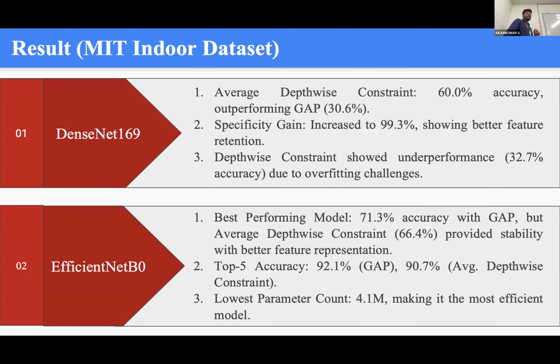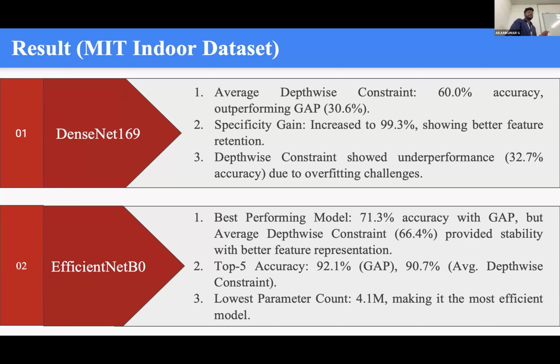These are the results for the MIT indoor dataset. As you can see, the average depth constraint gives us an accuracy of 60%. Again, this accuracy is very low, but it outperformed the accuracy of the GAP layer, which is 30.6%. The basic reason behind this level of accuracy is that the image pixels, as I mentioned earlier, were 512 by 512, which leads to a bigger image size, and thus lower accuracy.